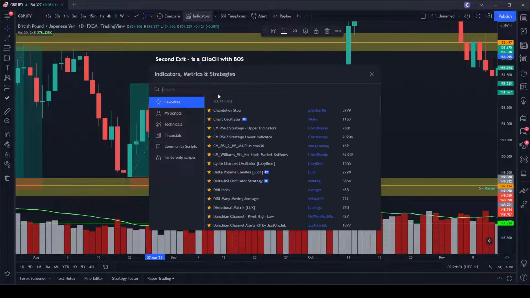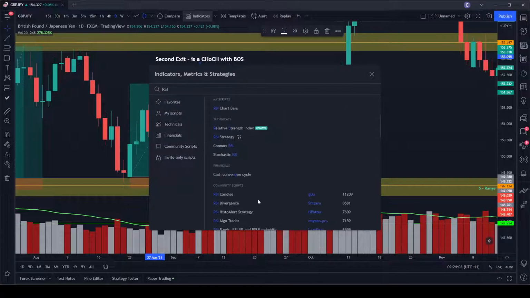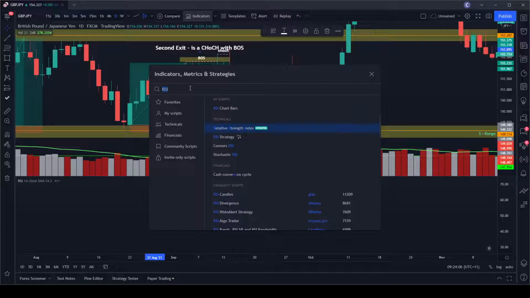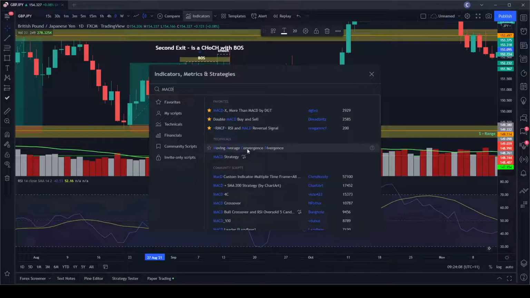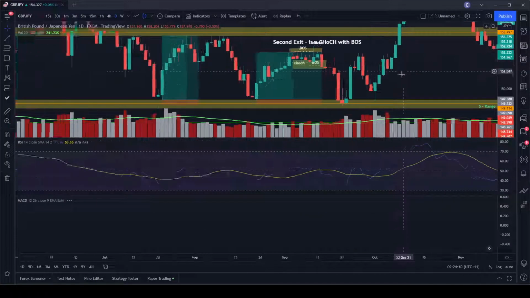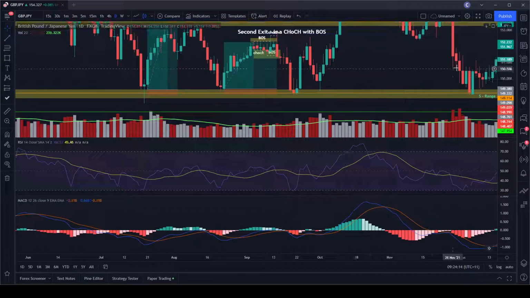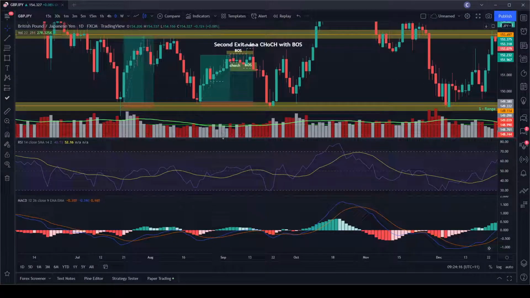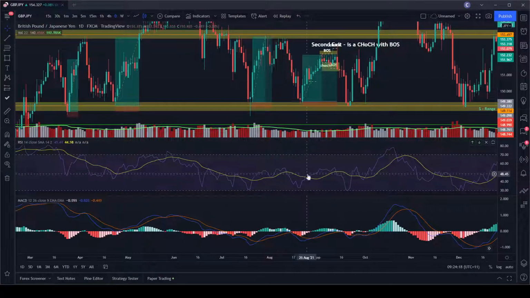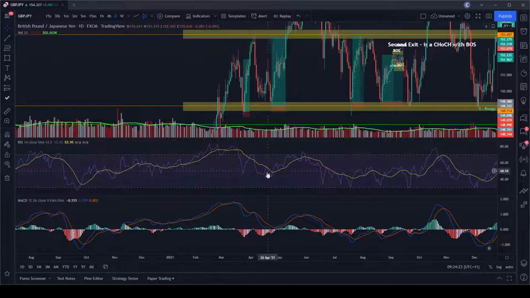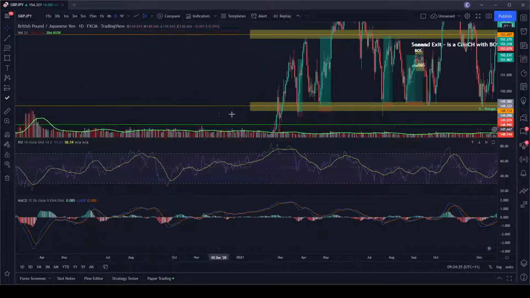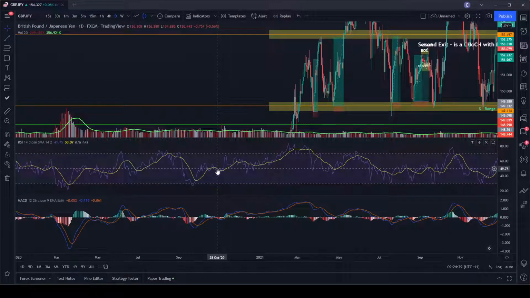I think a lot of you guys use RSI, so I'll put on RSI and MACD. Okay, and I will go into it a little bit. So yeah, I'll just touch on RSI now. So obviously we have 50, which is the middle, or the mean, right?